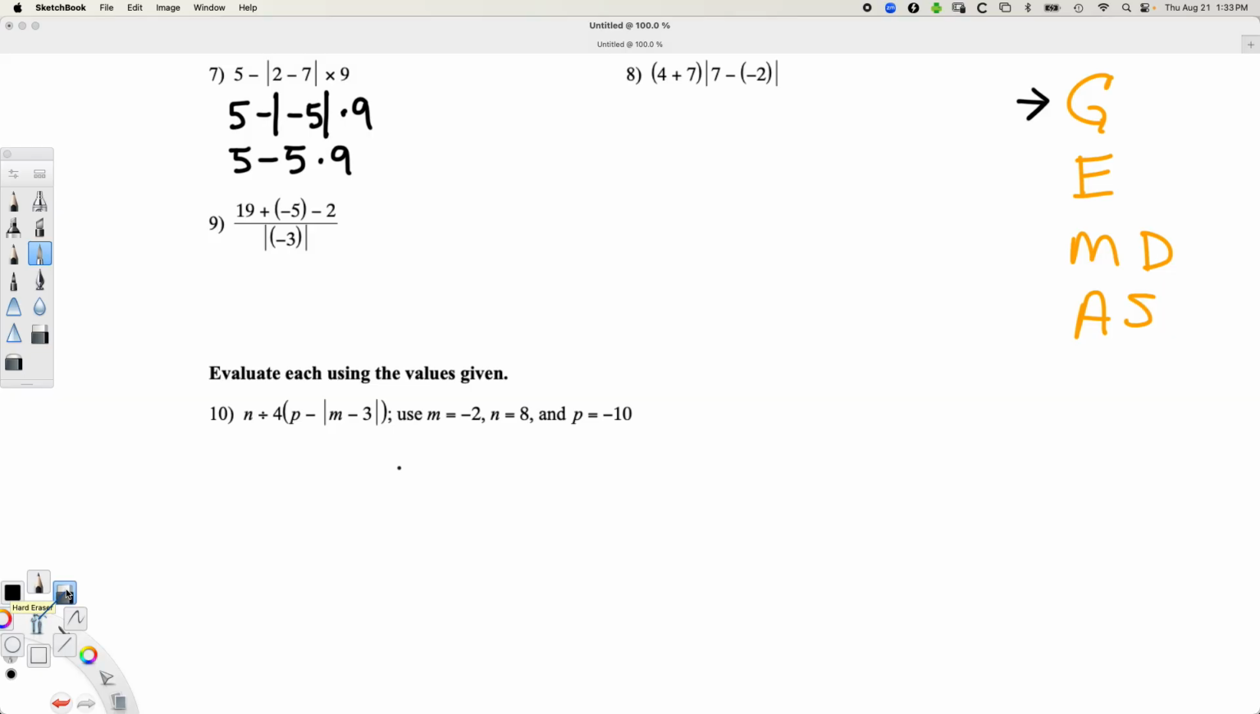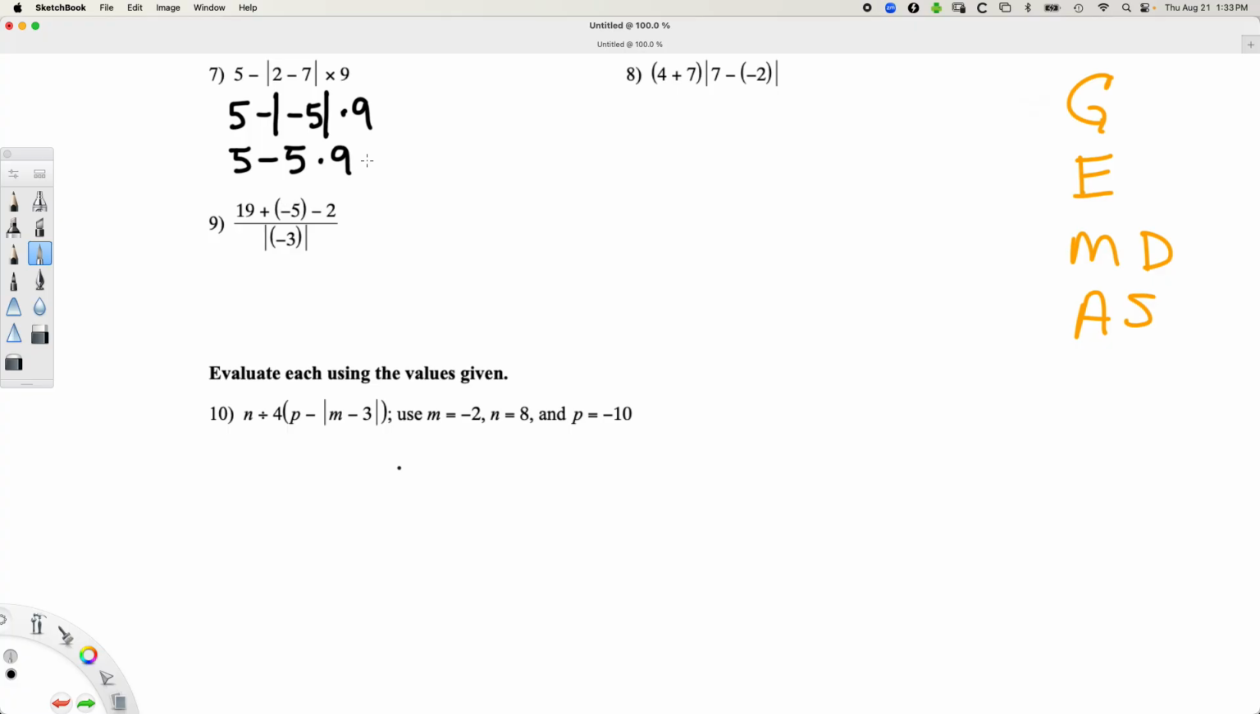Okay, so we've gone through and done grouping. Is there anything else that we need to do here? Okay, how about exponents? Nope, don't have any. How about multiplication and division? I sure do, right here. That's multiplication, so I'll do that next.